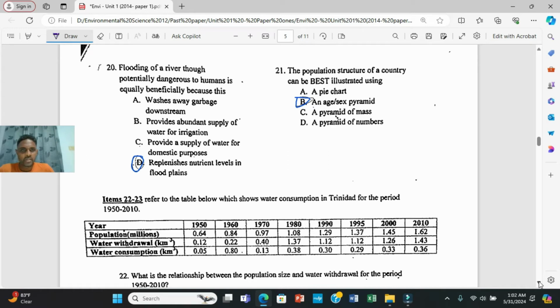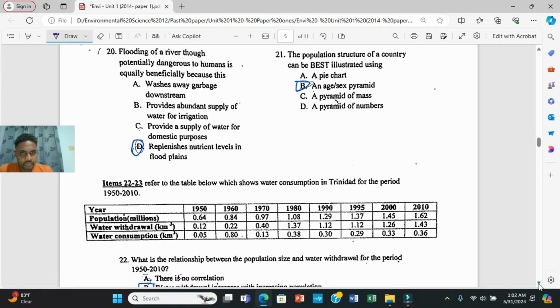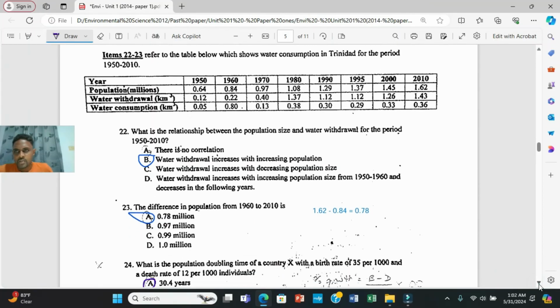Number 21, the population structure of a country can be best illustrated using an age-sex pyramid. The answer is B. Items 22 to 23 refer to the table below, which shows water consumption in Trinidad and Tobago for the period 1950 to 2010. What is the relationship between the population size and water withdrawal from the period 1950 to 2010? The answer is B. Water withdrawal increased with increased population.